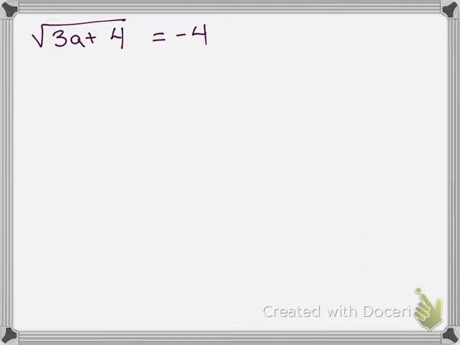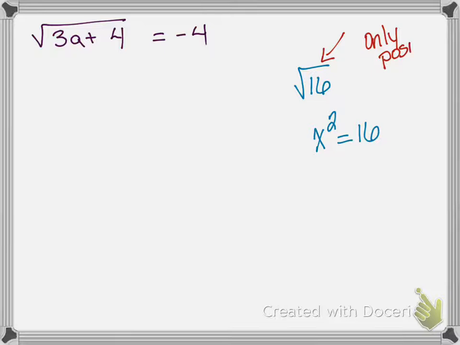Desmos is glitchy. I want you to think about the square root of 16, and I want you to think about x squared equals 16. Okay? The square root of 16 and x squared equals 16. When we are talking about the square root of 16, we are only talking about the positive. It's only our positive. So what is the square root of 16? 4.